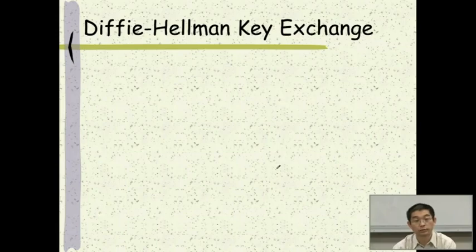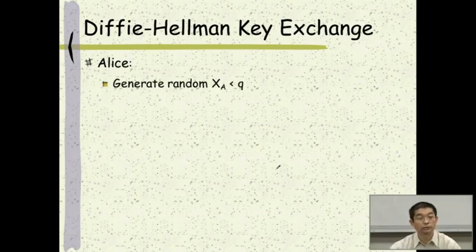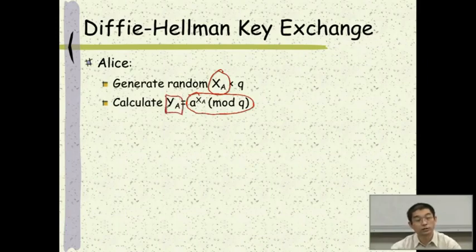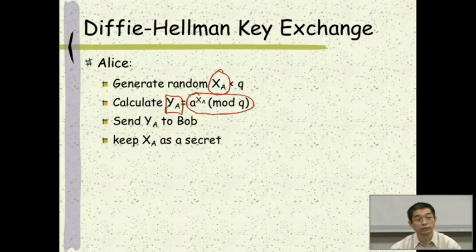In this case, there are 2 people, Alice and Bob. They want to talk to each other, but they want their messages to be encrypted, so they want to share the same key. Alice is going to find a random number x sub a, raise a base a to the power x sub a, and do the modular q operation. She calls this y sub a. She sends y sub a to Bob, the partner she is going to talk with, and keeps x sub a as a secret for herself.